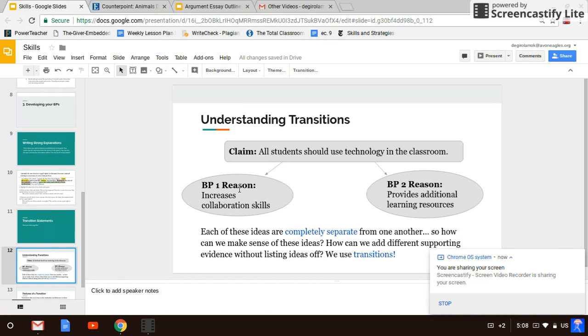So it might say, while students should use technology in the classroom because it increases collaboration skills, they should also use technology in the classroom because it provides additional learning resources. This transition would go at the end of body paragraph 1 because it links and leads, talks about what we just discussed, and then leads to what my next body paragraph is going to be about.